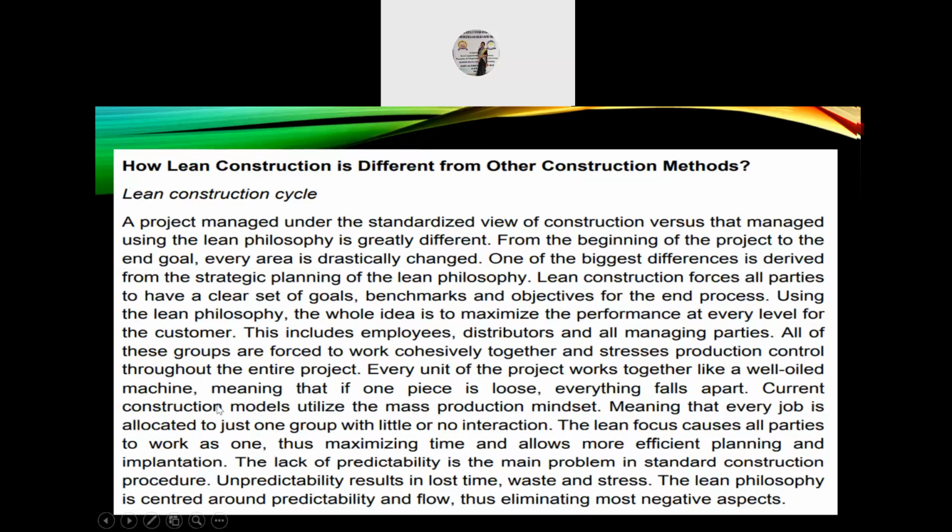Current construction models utilize the mass production mindset, meaning that every job is allocated to just one group with little or no interaction. The lean focus causes all parties to work as one, thus maximizing time and allowing more efficient planning and implementation. The lack of predictability is the main problem in standard construction procedure. Unpredictability results in lost time, waste, and stress. The lean philosophy is centered around predictability and flow, and thus eliminating the most negative aspects.